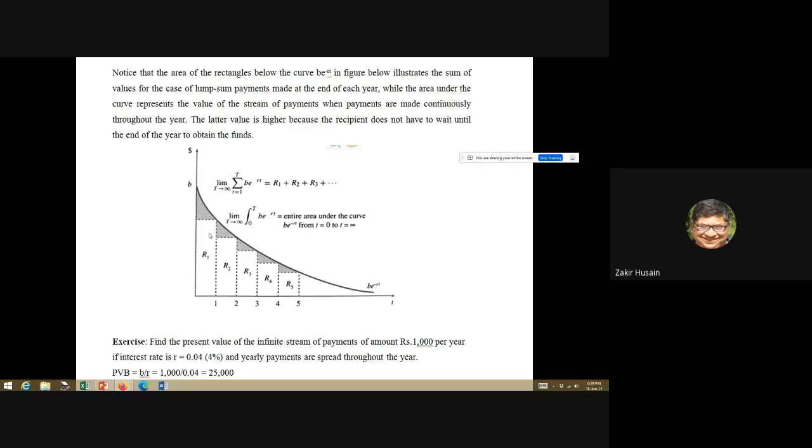So the rectangles in each area, if you're taking the discrete case, you're taking these rectangles. But if you're going for the continuous case, it is the area under the curve. So you're also including the shaded area. And this will be the integral. So this is the present value of the total payment. So I've given you a problem over here, which you can try to solve.